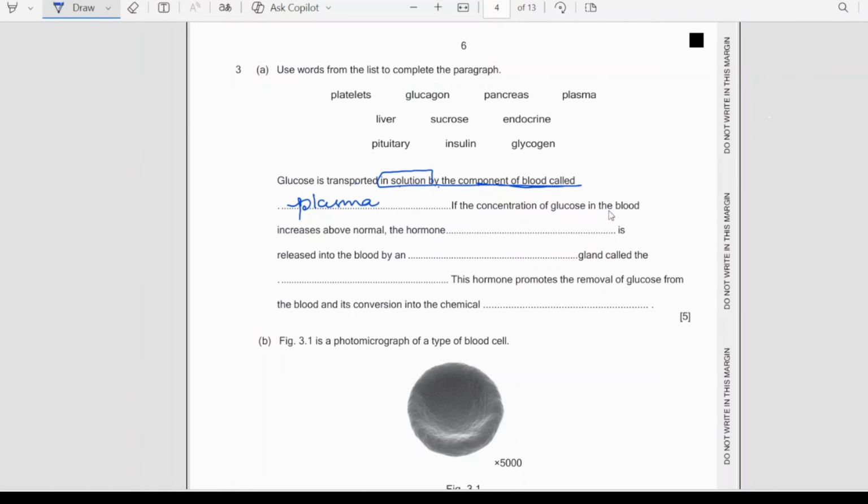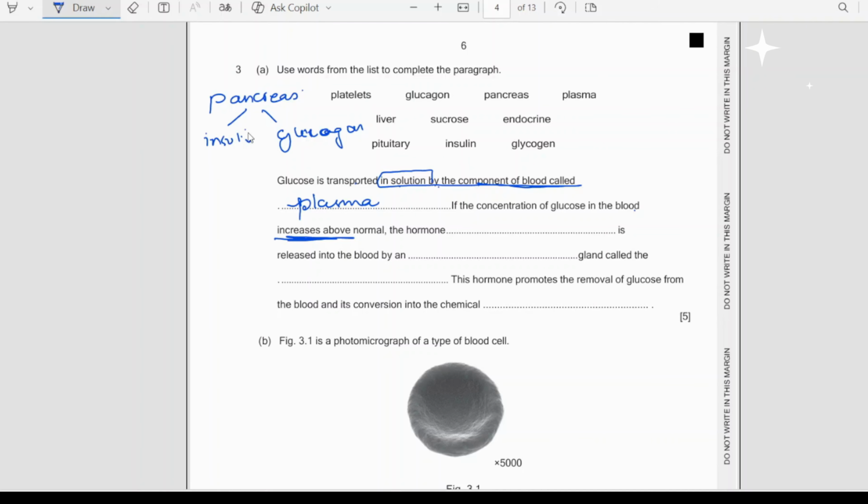If the concentration of glucose in the blood increases above normal, the hormone dash is released. Wait, okay. Let's discuss this. The pancreas produces two hormones. One is insulin, the other is glucagon. So when we eat a meal, the glucose concentration is really high. And that high concentration is controlled by insulin and it gets lowered.